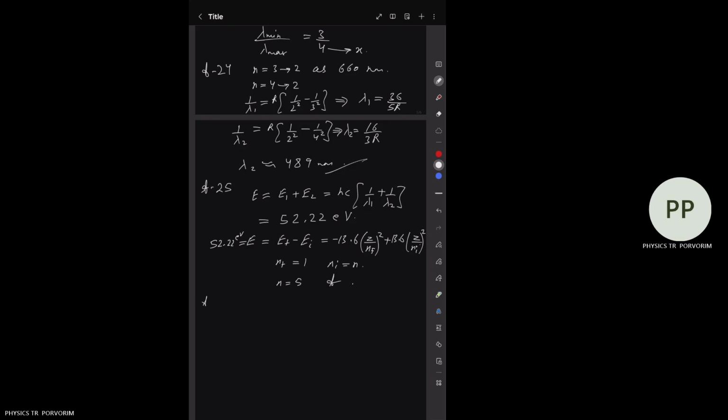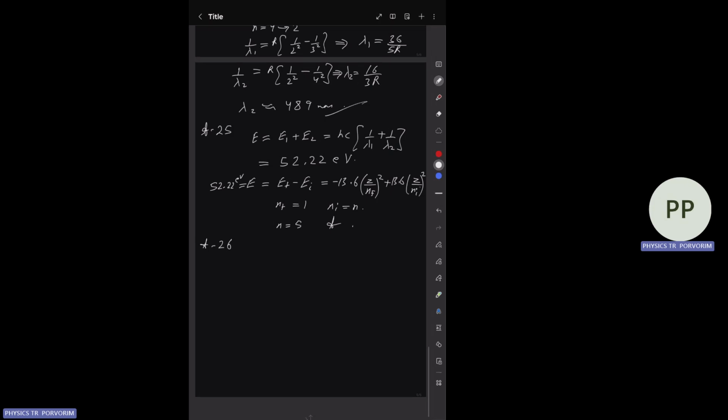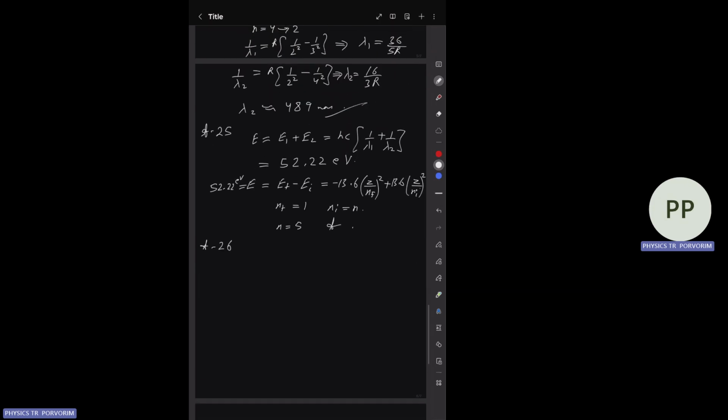Okay, so 26. The linear momentum of an electron in Bohr orbit of hydrogen atom, principal quantum number n, is proportional to n to power minus x. So find the x. Okay. So linear momentum, we know p equal to mv. And v is proportional to 1 by n. So p is also proportional to 1 by n. So we can say p is proportional to n to power minus 1. So x will be equal to 1. Okay. So answer is 1.